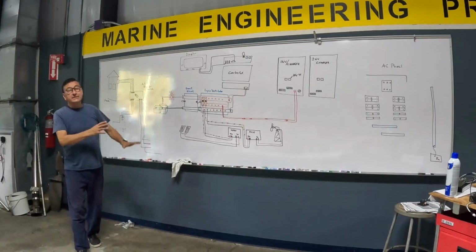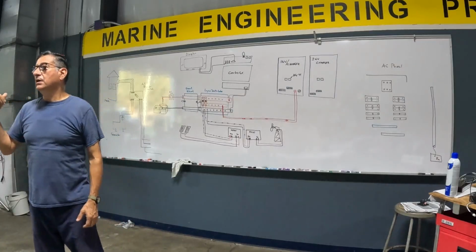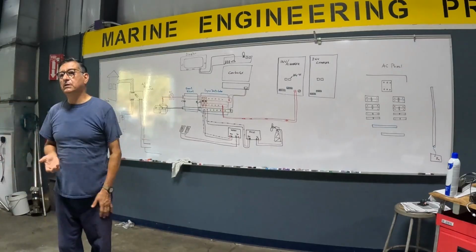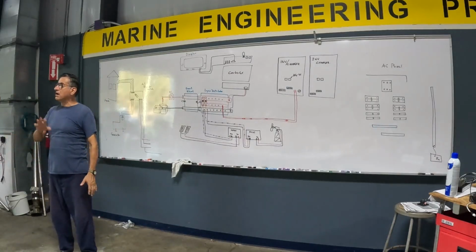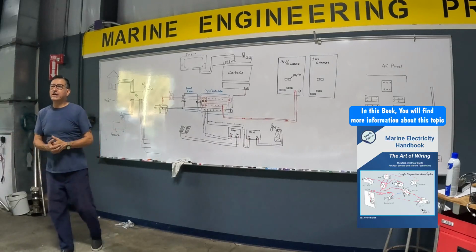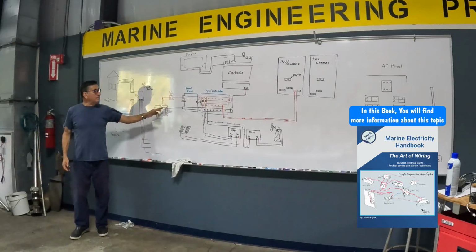You can do exactly the same in an RV. You can do exactly the same in a house. It's identical, no different. This configuration is identical for RVs or for boats. That's okay, guys? All right, and of course we have the main battery bank.